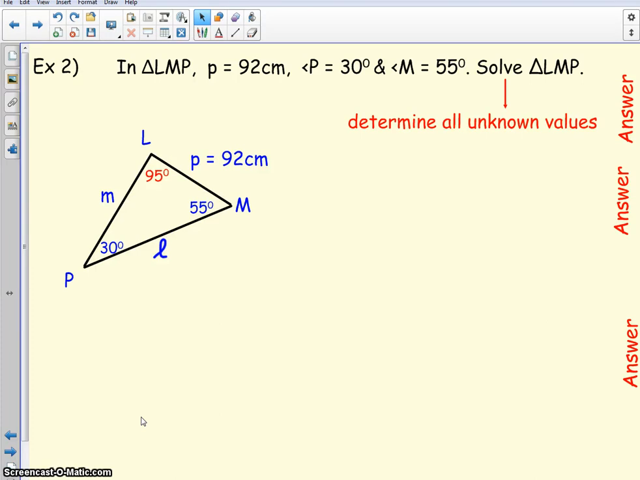Okay, so there's your diagram. Again, the important thing here is angle P and side P have to be across from each other. We have 2 of the 3 angles, so we can find out the third angle. In this case it is angle L, so that one should be 95 degrees.